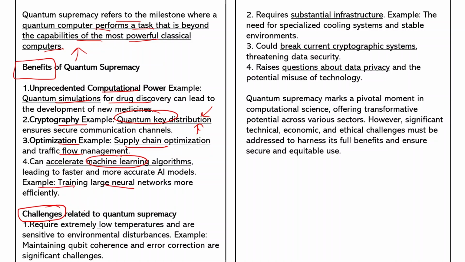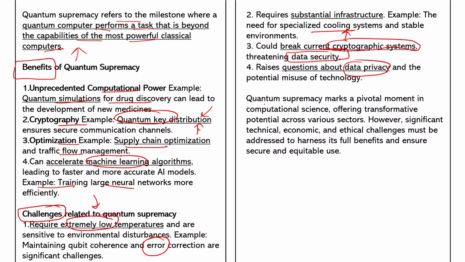All right. Then there will be some challenges, which is that you need extremely low temperatures, so you need infrastructure for that, right? The error rates are very high in quantum computers, so you need to be dealing with that, right? Then you need substantial cooling systems like we discussed. Then these quantum computers could be breaking cryptographic systems, so the current encryption techniques might not be enough, so your data security will be threatened, your data privacy will be threatened, right?